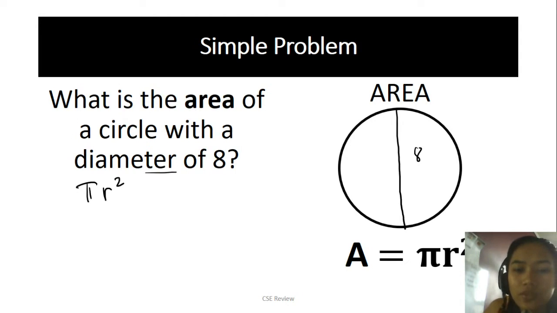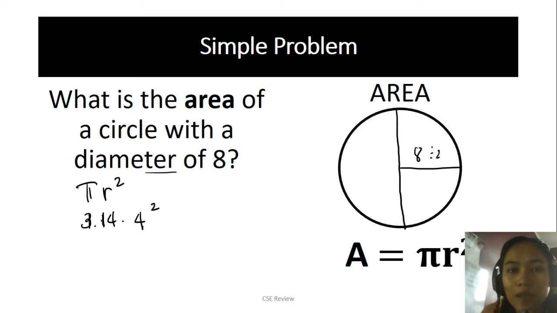So, the next thing you would do would be to halve that, or kalahatiin yan. 8 divided by 2 is 4. Ibig sabihin, ang radius is 4. So, the formula becomes 3.14 times 4 squared. Ngayon, dito na nagkakaroon ng confusion sometimes. Hindi alam ng tao kung anong unahin niya. I-multiply ba yung 3.14 sa 4 bago mo i-square? Or i-square mo muna yung 4?